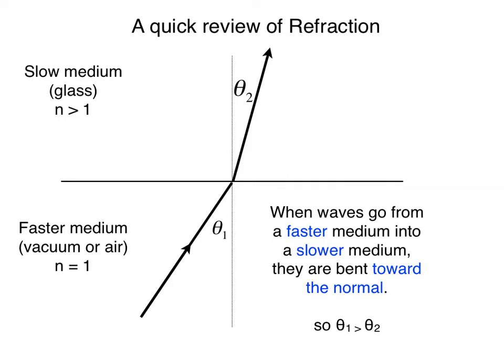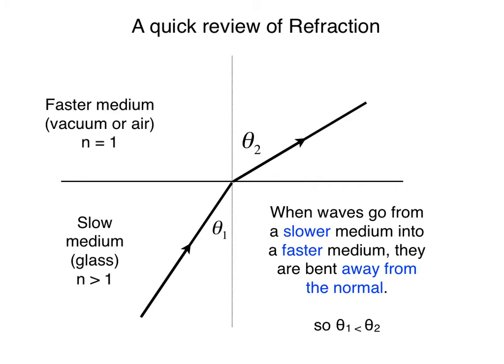When the ray passes from the air into the glass, it slows down. This causes it to be bent towards the normal line. Recall that the normal line is an imaginary line drawn perpendicular to the boundary between the two materials. When waves go from a faster medium to a slower medium, they're bent towards the normal. So the angle of incidence, labeled here as theta sub 1, is greater than the angle of refraction, labeled as theta sub 2.